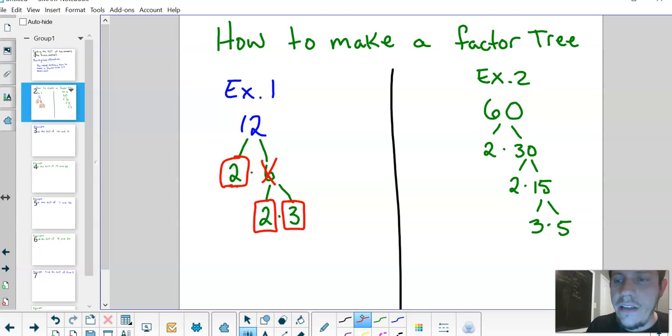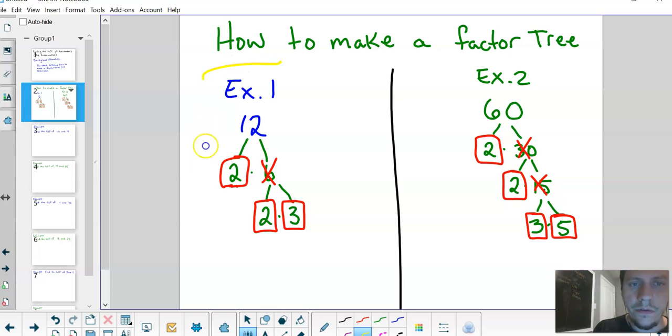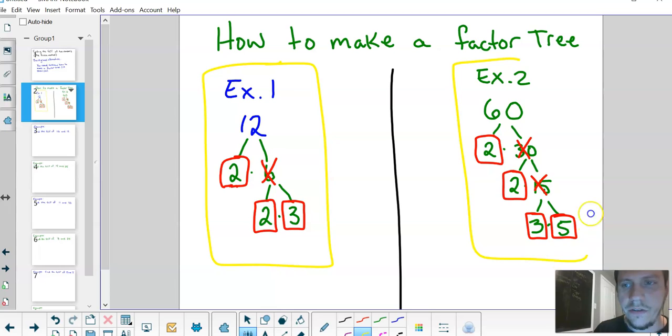All right, so as it turns out, this number two, this number two, this number three, and this number five are all the prime numbers. They're all the prime numbers that are factors of 60. And we don't need to know about the 30, and we don't need to know about the 15. Okay, so that's how to make a factor tree. So that's the completed factor tree for this one right here, and this is the completed factor tree for this one right here.